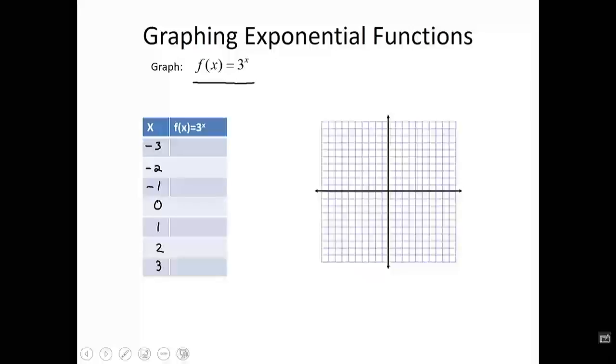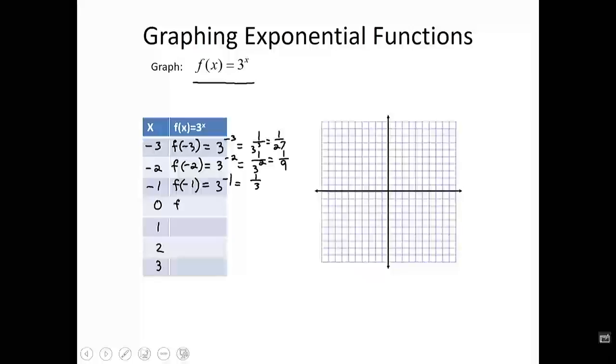So when x is minus 3, I want to compute f of minus 3, which is 3 to the minus 3, which is 1 over 3 cubed, which is 1 over 27. Negative 2: computing f of negative 2, I have 3 to the negative 2, which is 1 over 3 squared, which is 1/9. When x is a negative 1, let's evaluate the function at a negative 1. So f of negative 1 is 3 to the negative 1, which is 1/3.